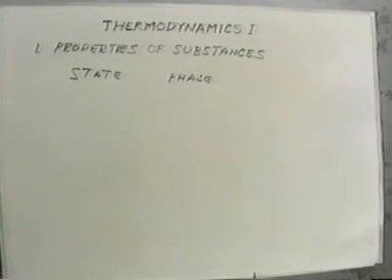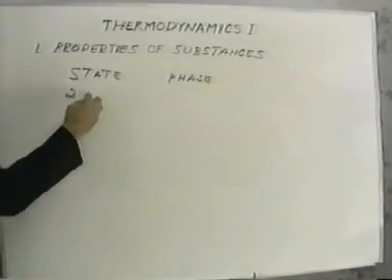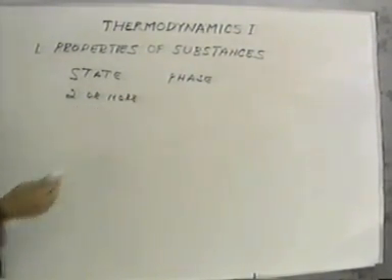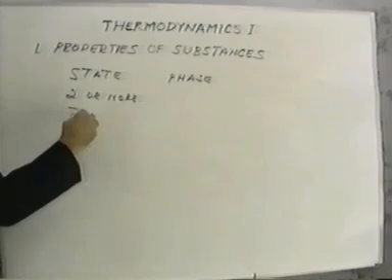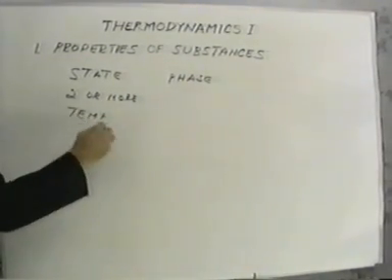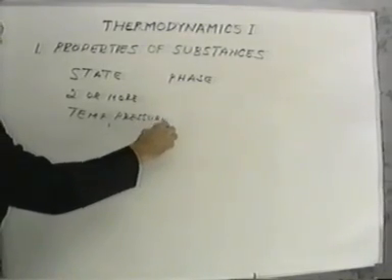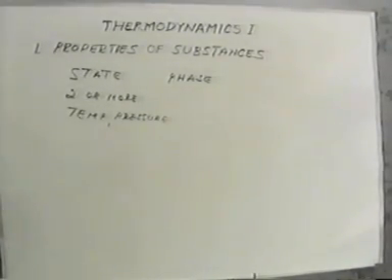The state of a substance is usually defined by two or more independent thermodynamic properties. For instance, the state of a substance may be described by using its temperature as well as its pressure. These are two independent properties. So two or more of these properties, like temperature or pressure, which are called independent properties, can be used to define the state of a substance.